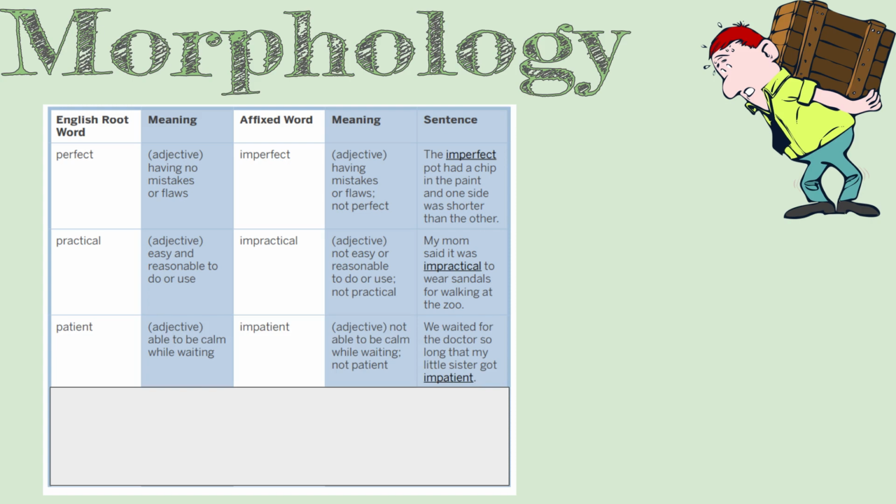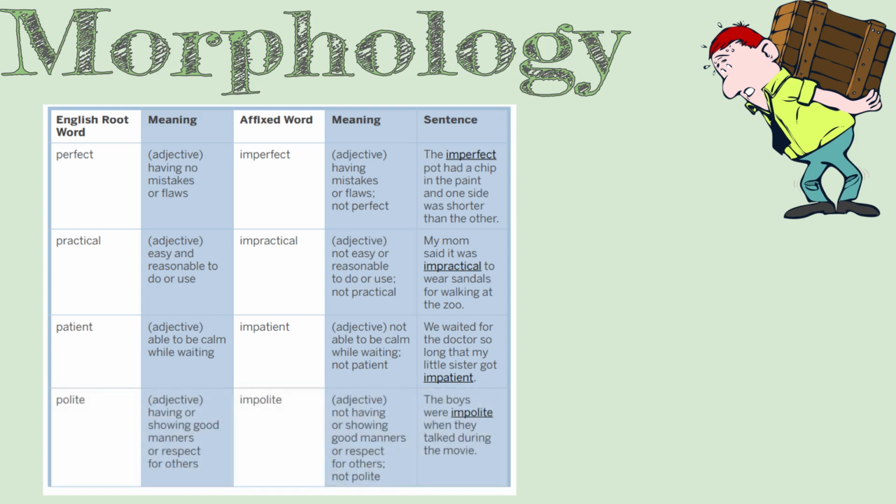The next word is patient. It's an adjective, able to be calm while waiting. Impatient would be the affixed word. It remains an adjective, but this time it means not able to be calm while waiting, not patient. We waited for the doctor so long that my little sister got impatient. Okay, no longer having patience while waiting.